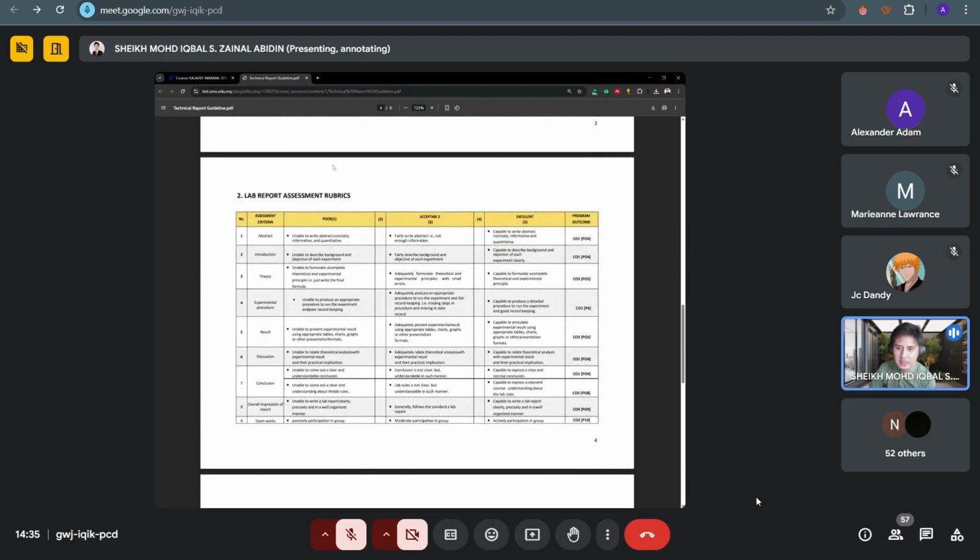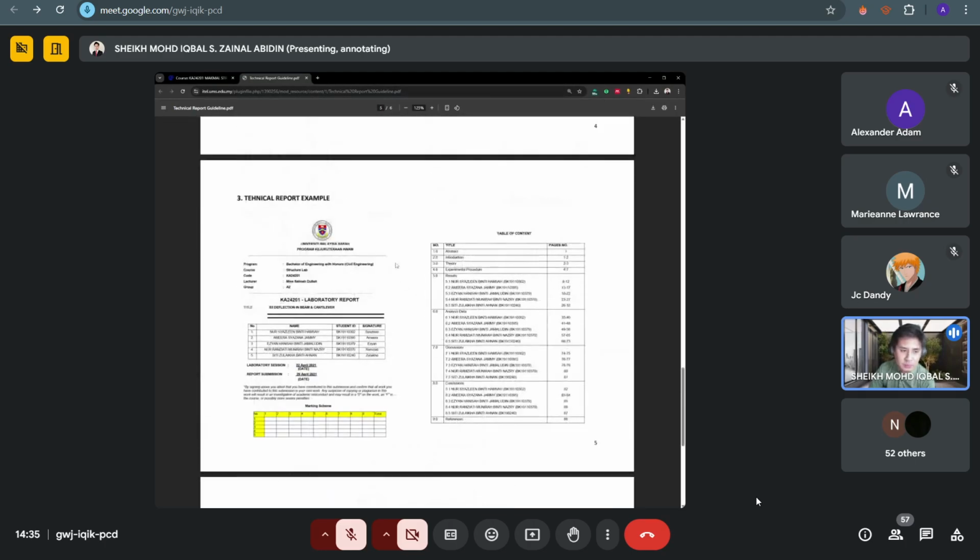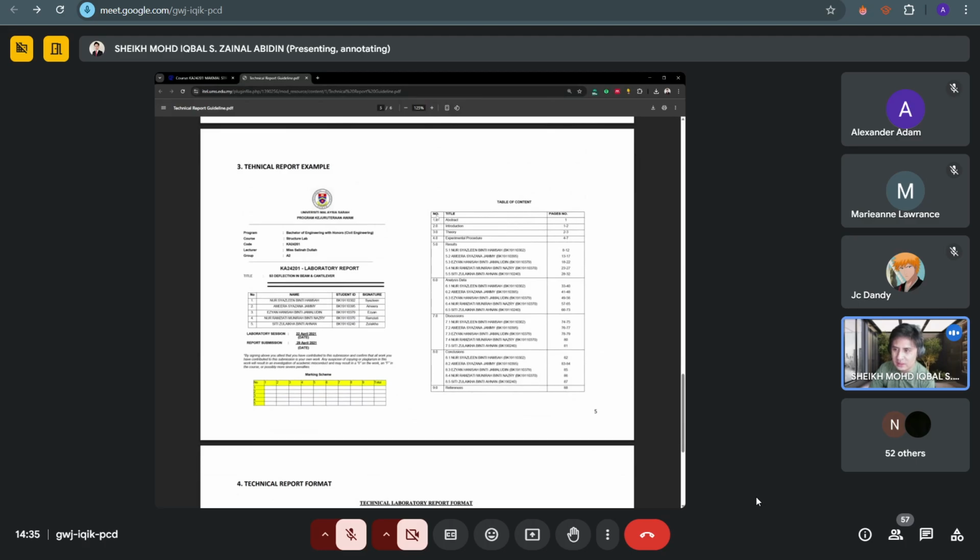So these are the assessment rubrics, how I'm going to assess you guys, 1, 2, 3 to 5, and so on. So this is a technical report example. All right, so this is the table of contents example. As you can see, the abstract is group work, so just one abstract. Introduction, theory, experimental procedure, just one, because it's group work. But for the results, everyone needs to submit their own individual results, right?